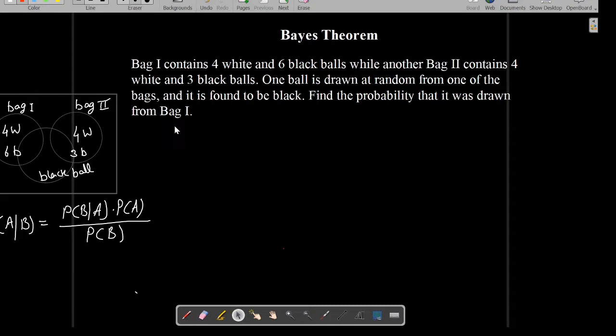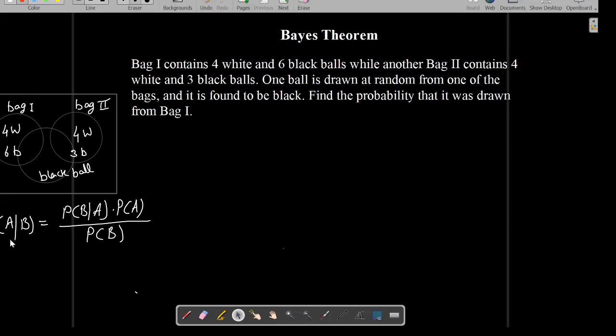We are going to solve this problem using Bayes theorem. The problem is: bag 1 contains 4 white and 6 black balls, while another bag 2 contains 4 white and 3 black balls. One ball is drawn at random from one of the bags and it is found to be black. Find the probability that it was drawn from bag 1.